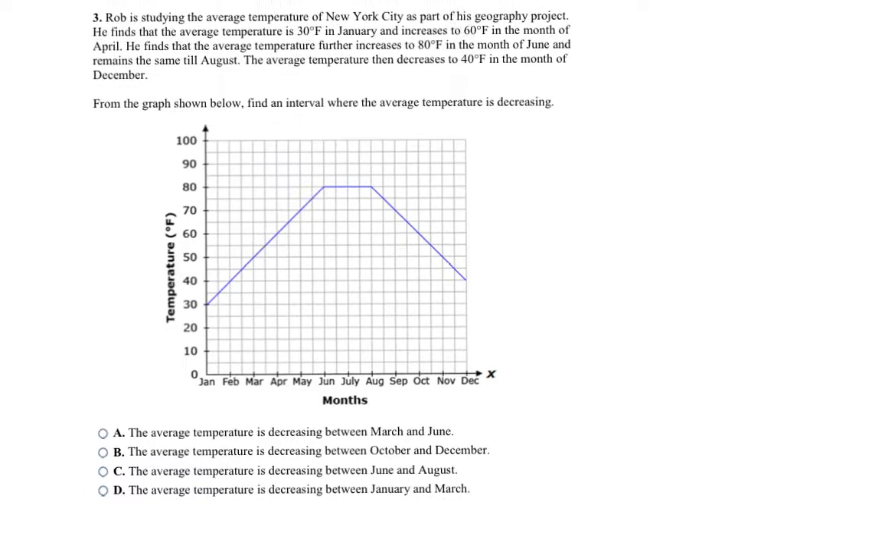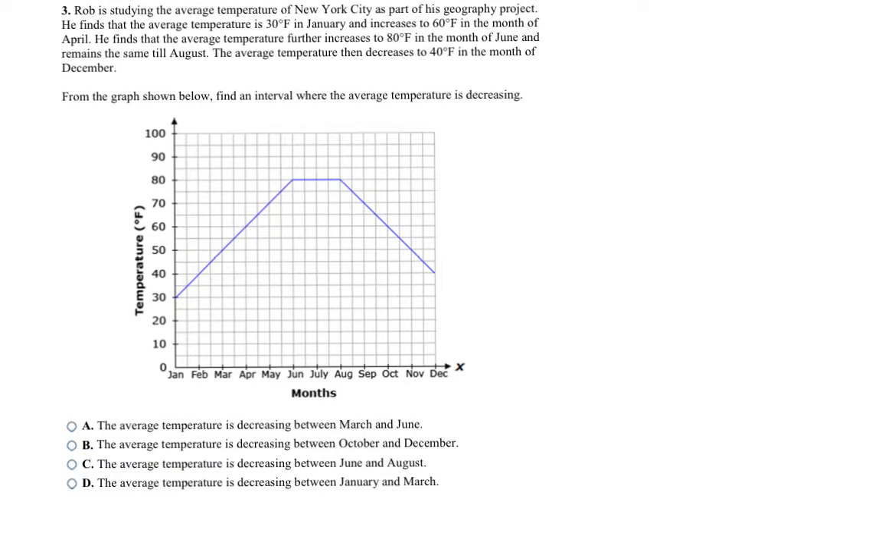This problem says Rob is studying to find the average temperature of New York City as a part of his geography project. He finds the average temperature is 30 degrees Fahrenheit in January and increases to 60 degrees Fahrenheit in the month of April. He finds the average temperature further increases to 80 degrees Fahrenheit in the month of June and remains the same till August.